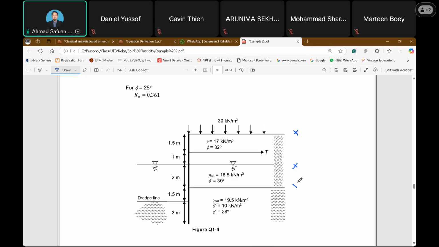Okay, at 4.5, and the last one. So we have 4 different levels that need to be considered for the active. Meanwhile, for the passive, we need to determine the first at 6 meter depth and 8 meter for the next points.